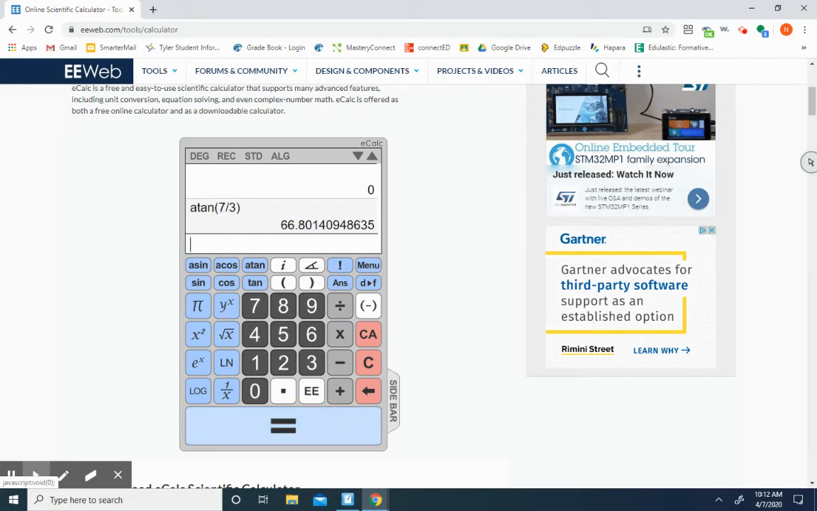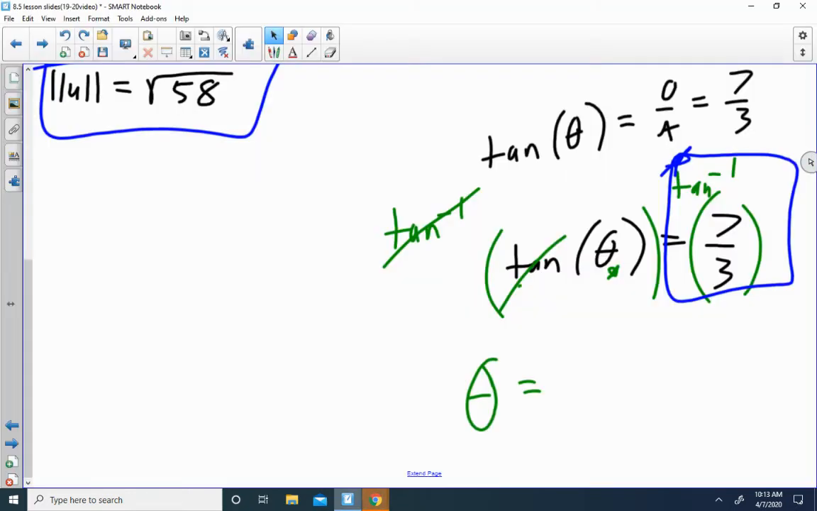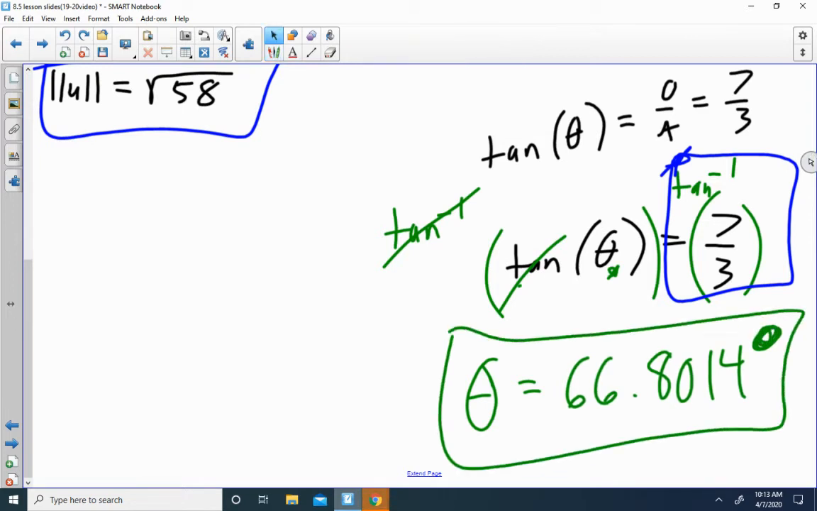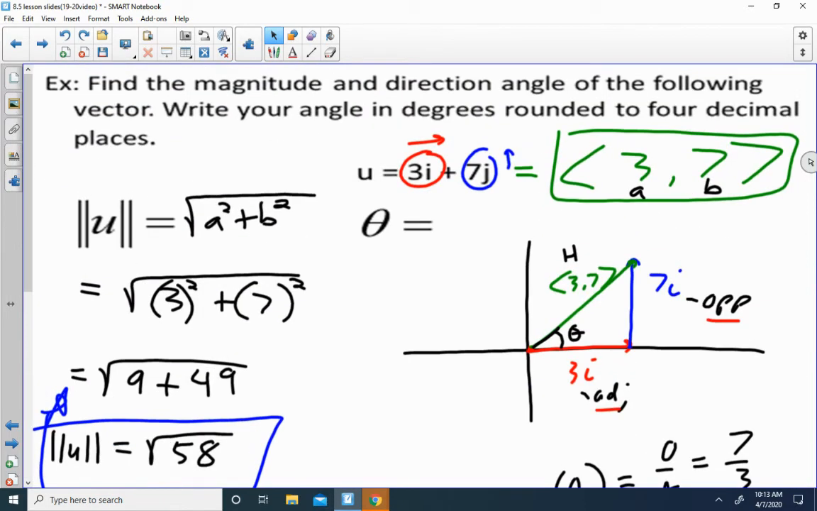And you're going to get 66.8014. Because remember, the instruction said round to 4 decimal places. So we're going to do 8014 as our 4 decimal places. So then going back here, our angle will be 66.8014 degrees. And again, please put the degree symbol because we are in degrees. And that's all it is. That's how you do it for those examples. We'll do a couple more so you can get familiar with them, but that's basically all there is to it.